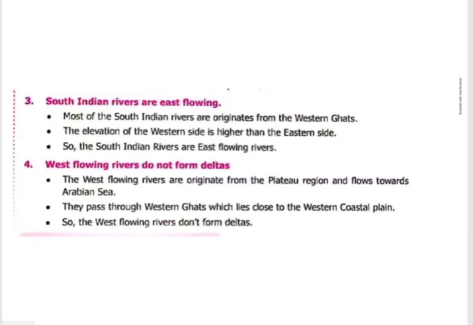So what is the reason? Most of the South Indian rivers originate from the Western Ghats. The elevation of the western side is higher than the eastern side. When I was teaching the Peninsular Plateau, I already told you that it slopes towards the east. I said one line about it, I think, children. The Peninsular Plateau slopes eastwards.